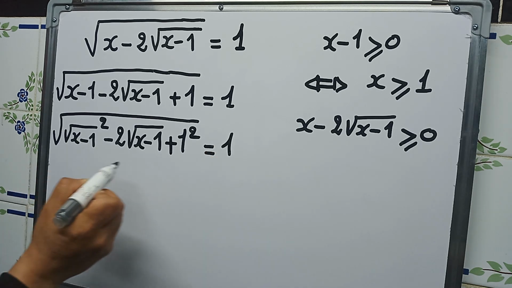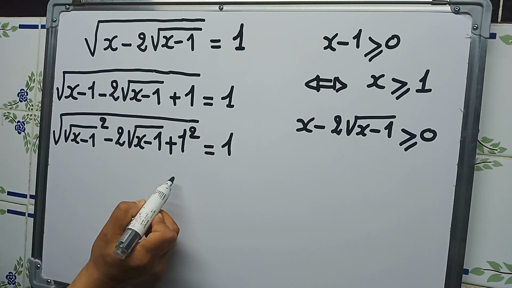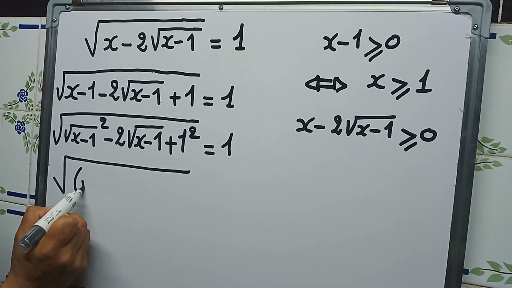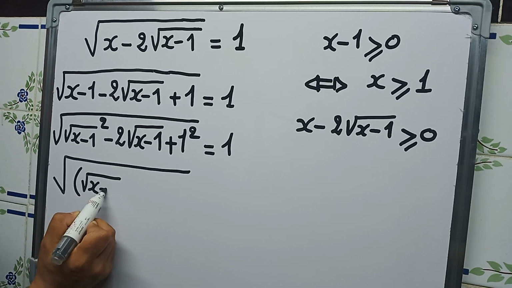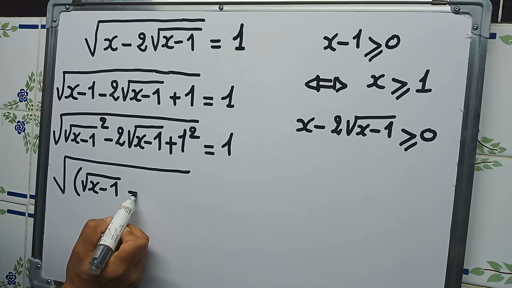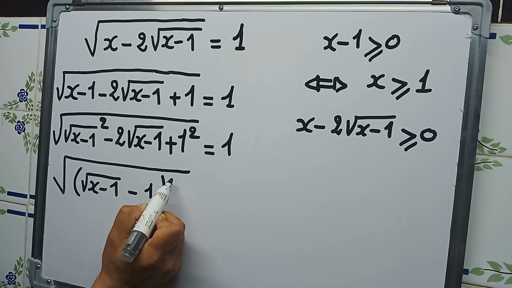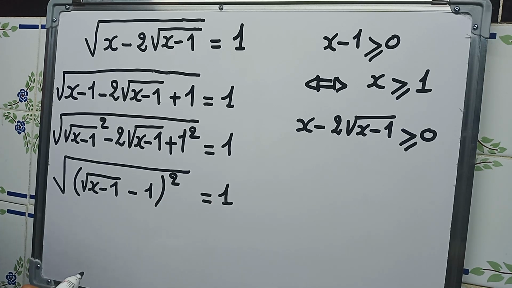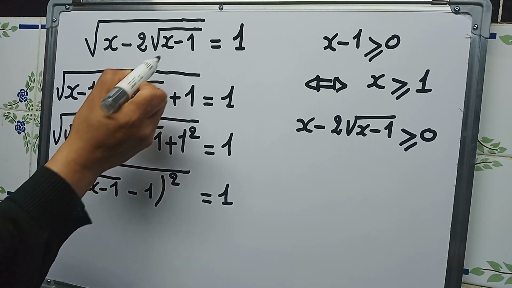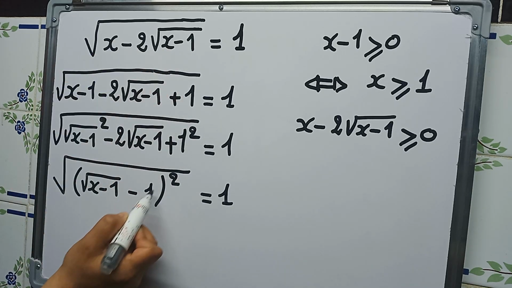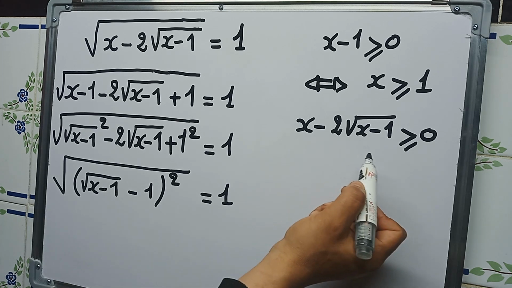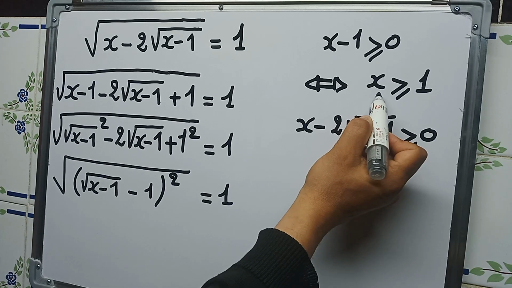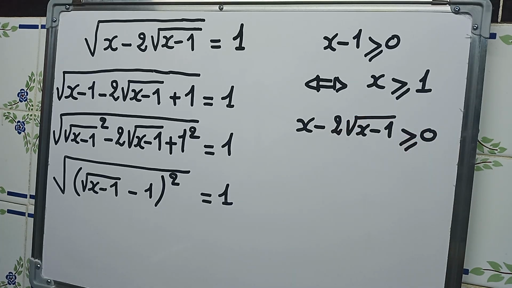And here you see we have created our special product. It's square root of, here, square root of x minus 1 minus 1, of course, squared is equal to 1. And here you see, since this expression is equal to this one, which is a square, we don't need to worry about it. It's a non-negative number. So our condition is just that x is greater than or equal to 1.